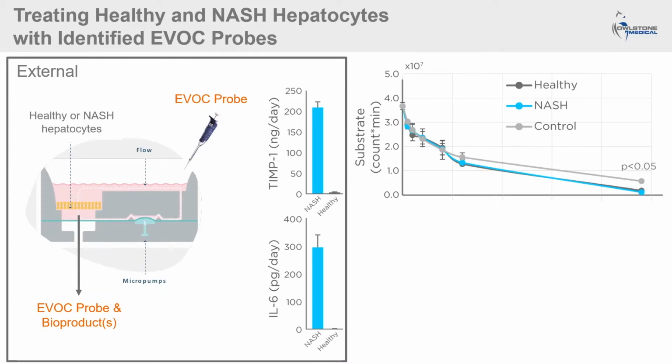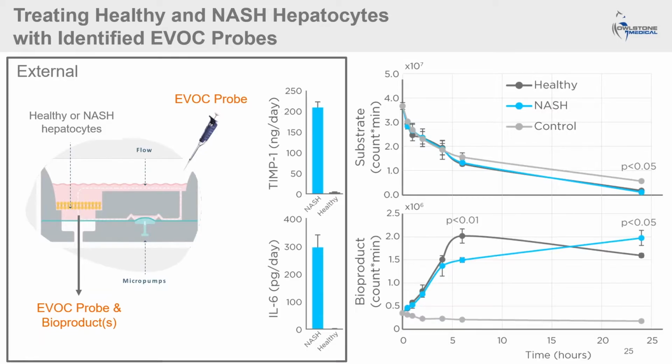So if we look at one of the substrates that we have been using, we can see that we observed a reduction over time, also in the absence of hepatocytes, because this is a volatile compound that evaporates over time. However, when there are cells, we see a stronger reduction. If we look at the bioproduct for this substrate, we can see that in the absence of hepatocytes, we have no production of the bioproduct, which is the flat gray line at the bottom.